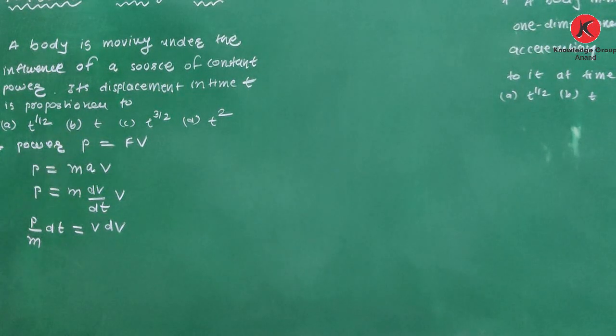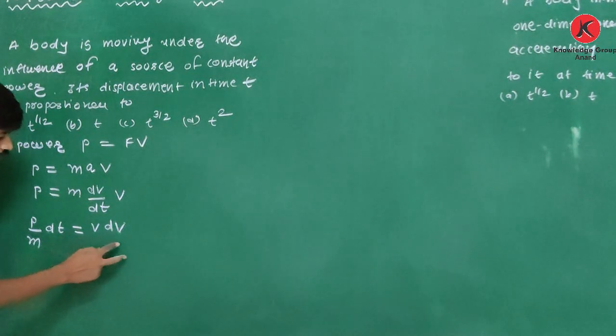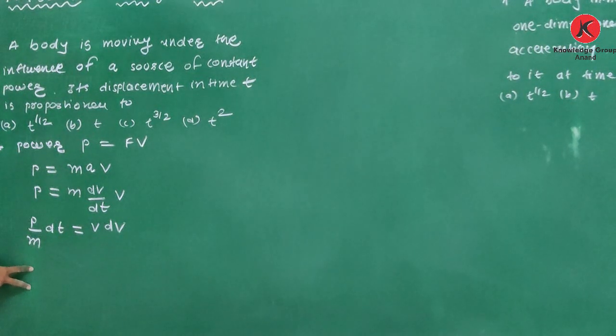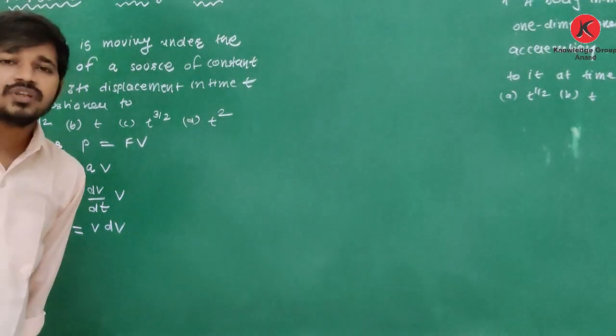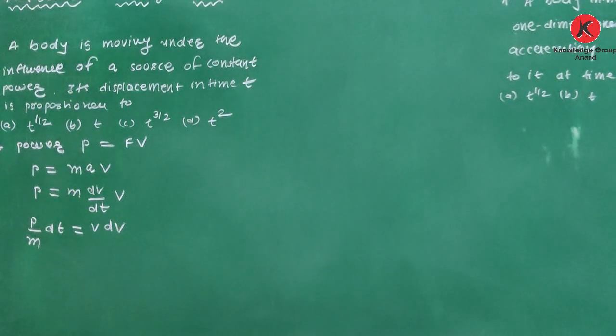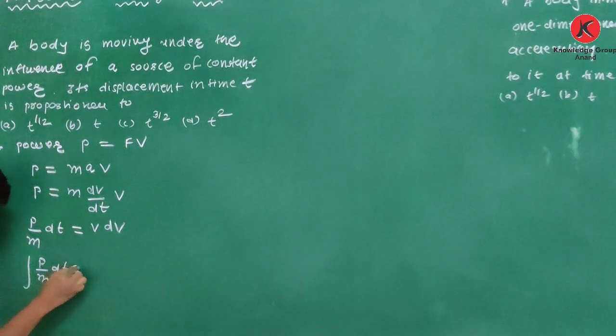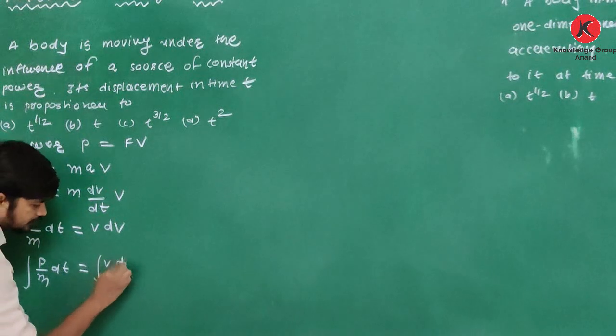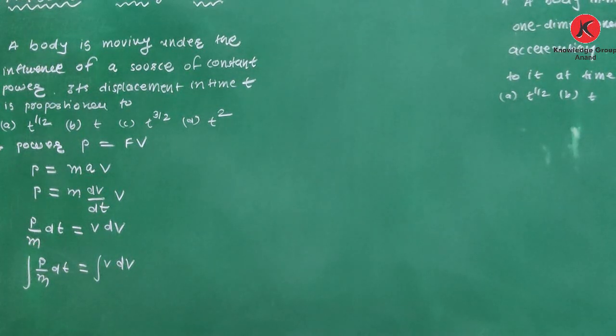So P is equal to Fv, F is equal to ma, so P is equal to m dV upon dt into V. Clear about this? Now, keep only the terms having V on one side and the other terms on the other side. So now it is V dV equals P upon m dt. What we have to do? We have to integrate this equation. Integrate both sides. Now see the left hand side.